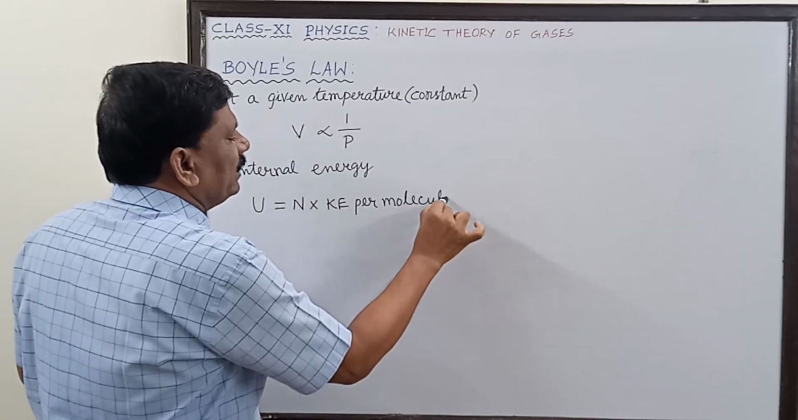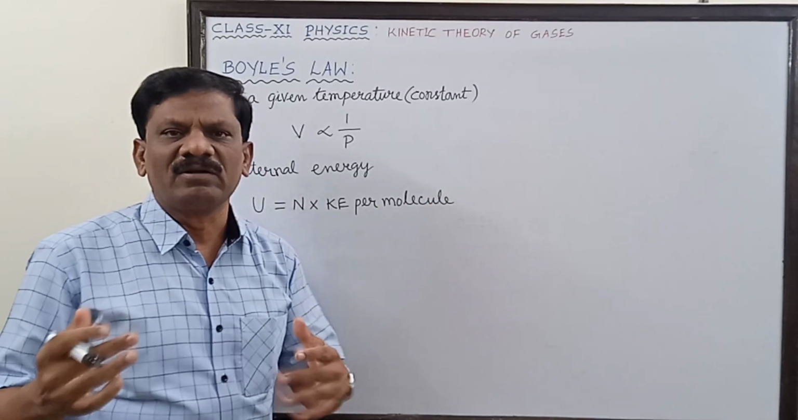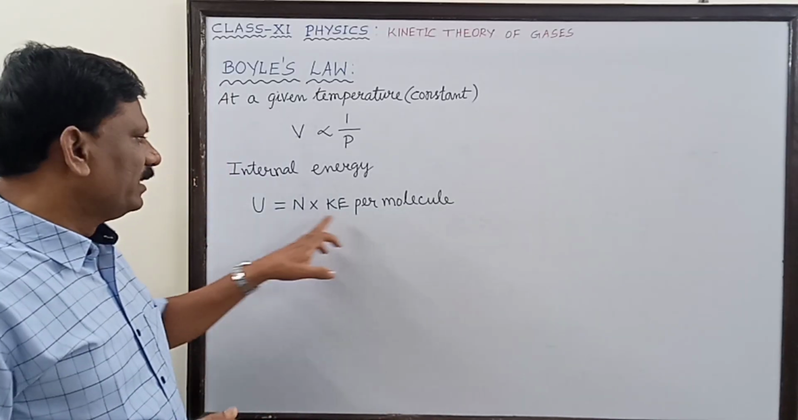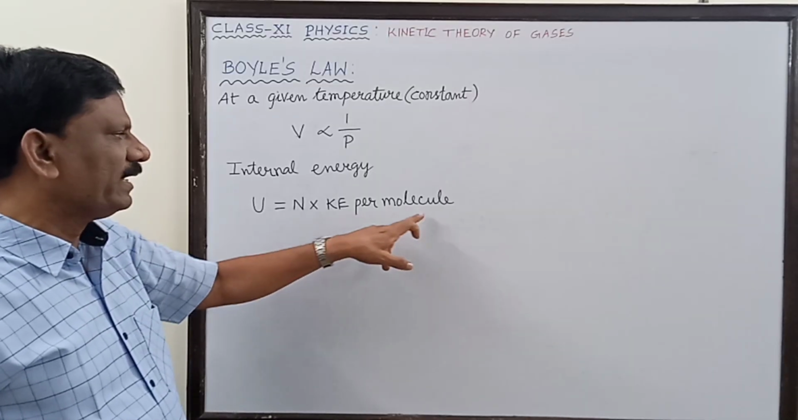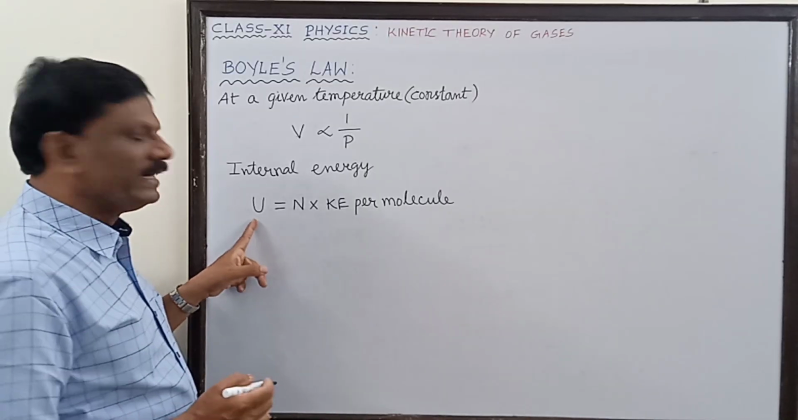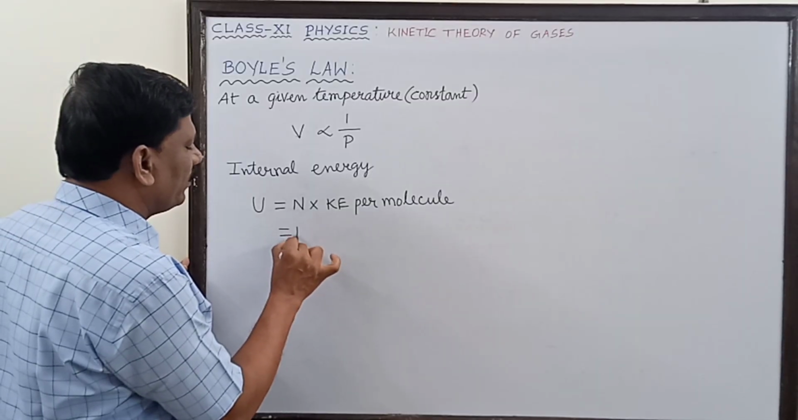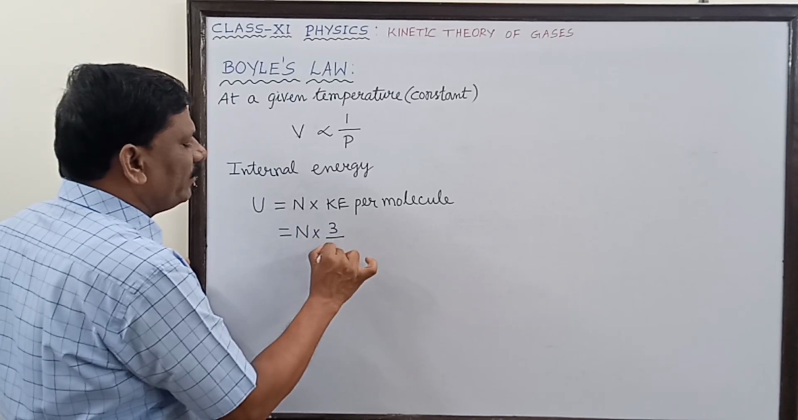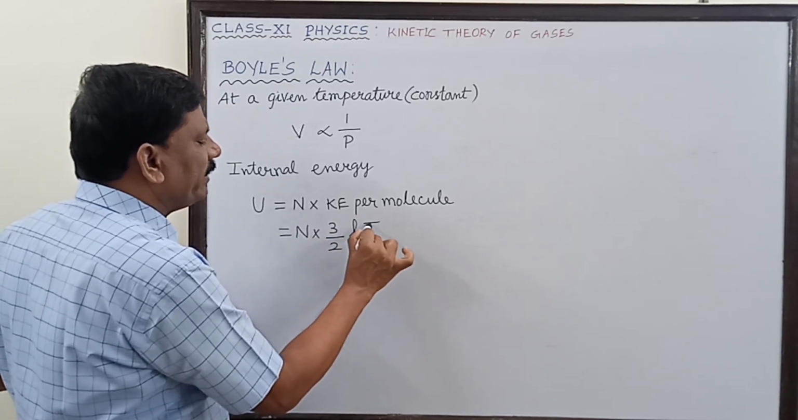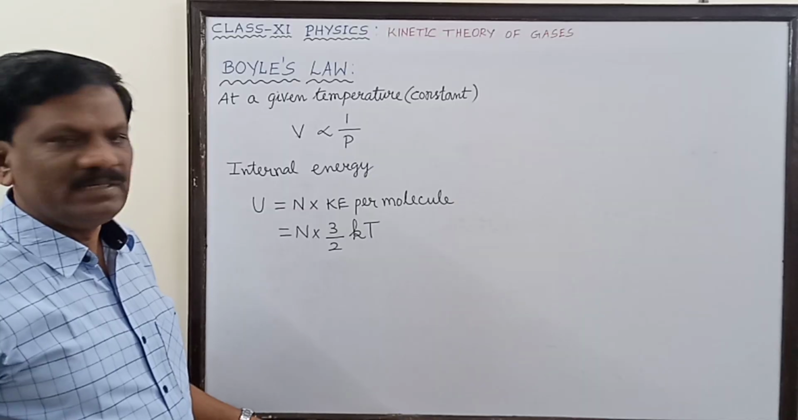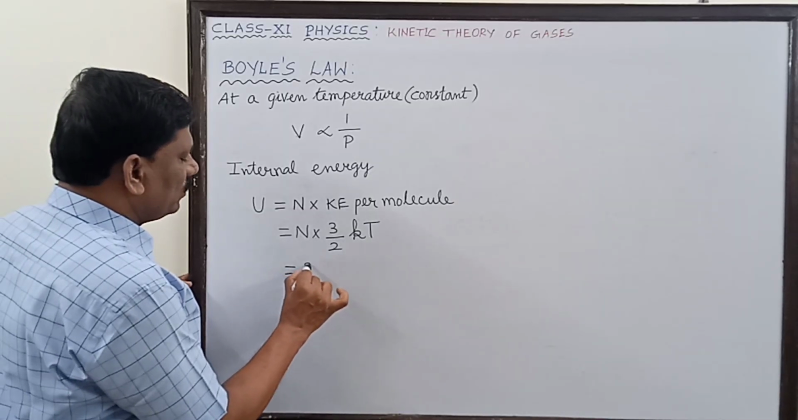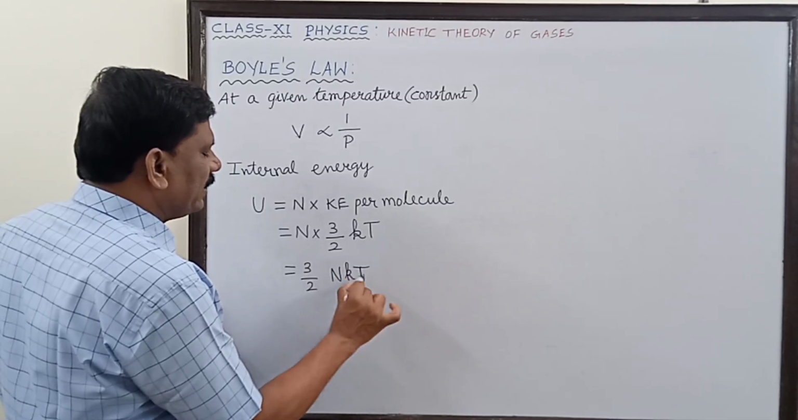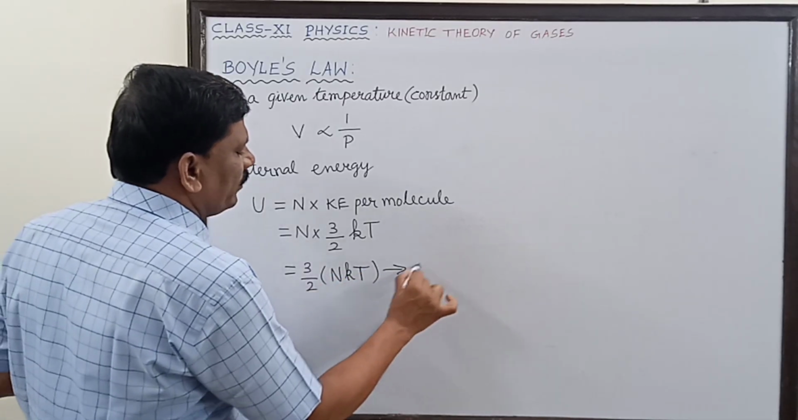So what is the reason for the total energy of a system? It is equal to the sum total of the kinetic energy of all the molecules in it. So if you multiply the total number of molecules with the kinetic energy per molecule, then you will get the total internal energy of the system. So this is now equal to N multiplied by this kinetic energy per molecule. Already we have derived it is 3 by 2 kT. So this is now equal to 3 by 2 NkT. So this is equation 1.